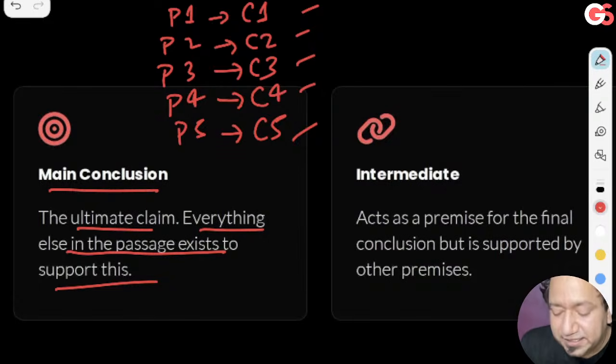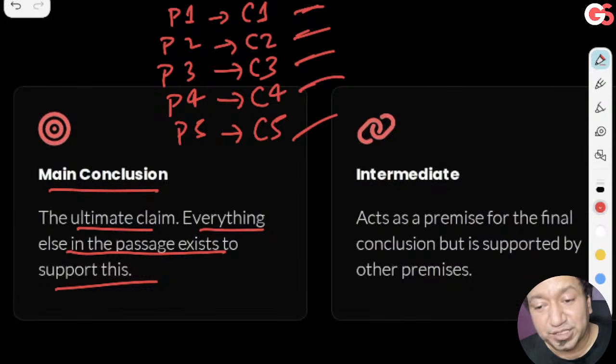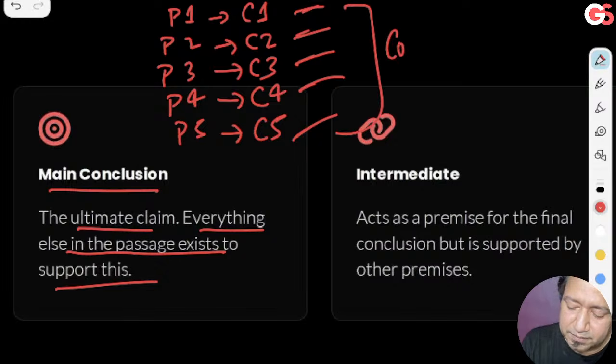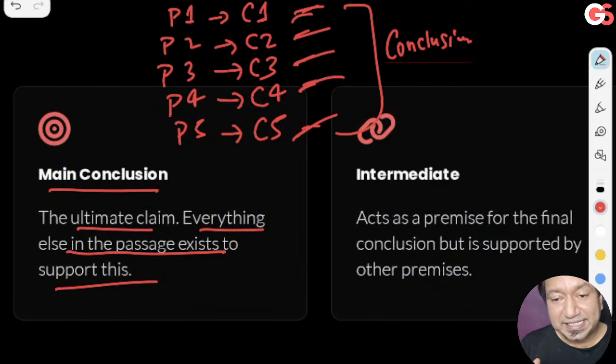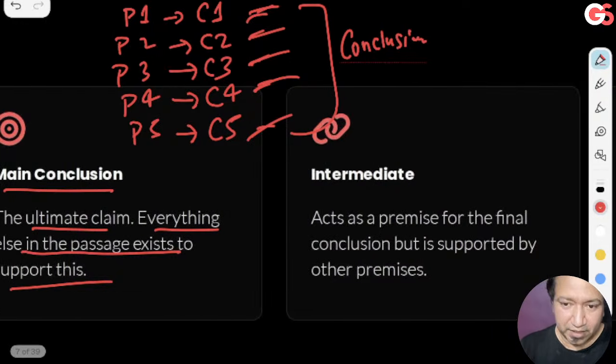What you felt was the conclusion on individual paragraphs might not be the conclusion. They might be the premises themselves. Why? Because in the end, you will find that there is a main conclusion. And then you will realize that all these conclusions 1, 2, 3, 4, 5 were essentially acting like new premises, intermediate premises for the final conclusion. Do you understand that?